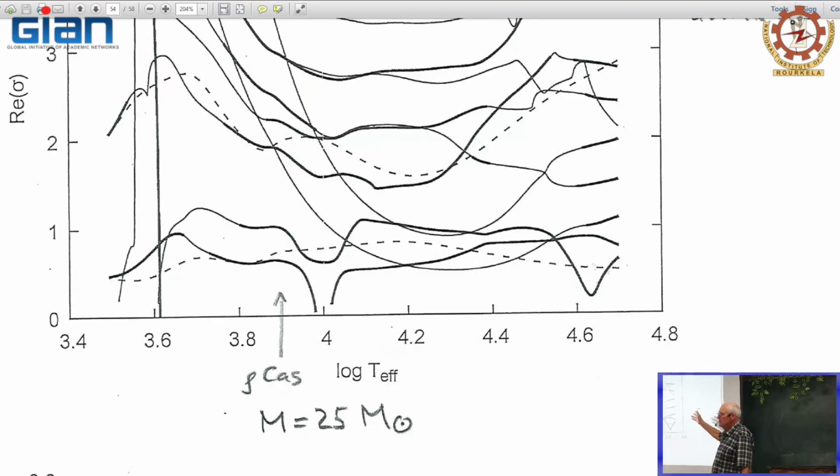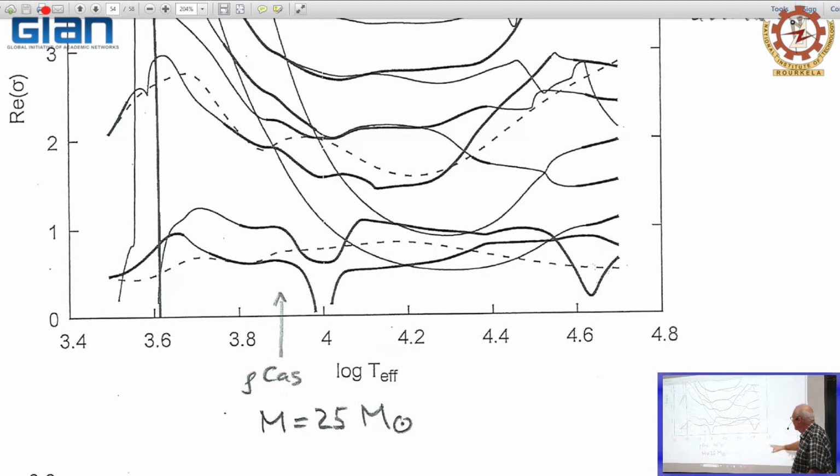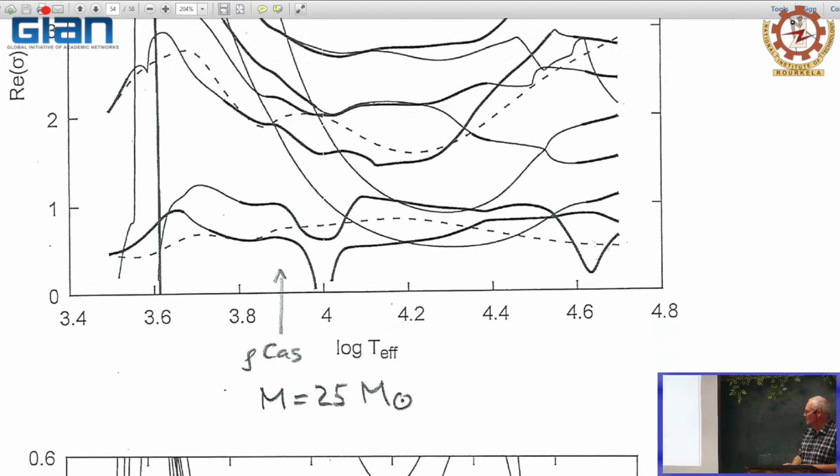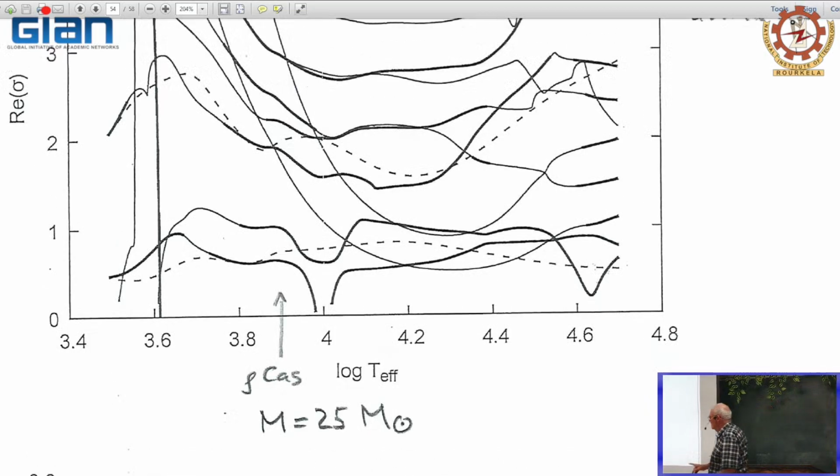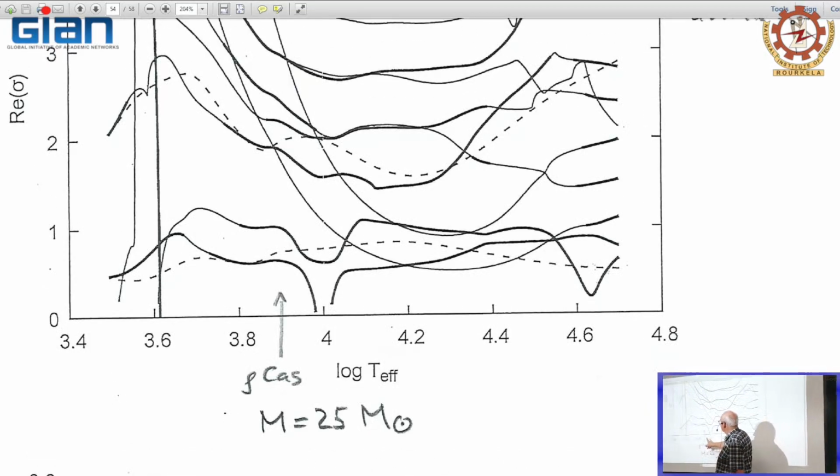It's now a bewilderingly complex diagram showing strange modes coming up here. Thick dots again denote unstable models, and the thin lines correspond to the stable models. This, by the way, is the position of rho Cassiopeiae. This is the temperature of rho Cas. We see this is full of strange modes.